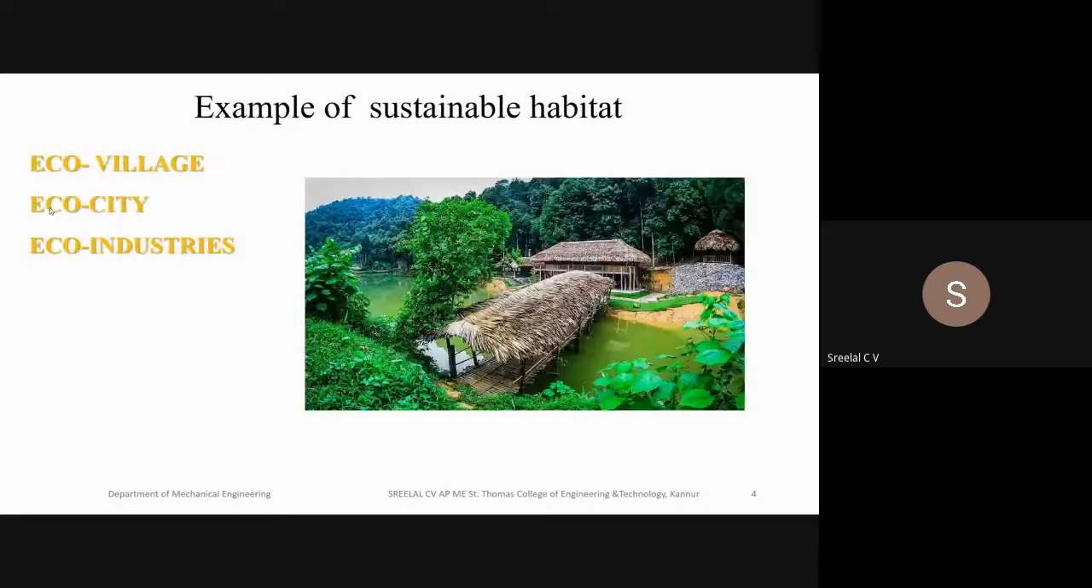Okay, so moving to a few examples of sustainable habitat, as we discussed: eco villages, eco cities, eco industries, everything. So here you have to understand the needs of that particular area. For example, if we are considering a city, there will be so many needs like electricity and food and everything. So they will be utilizing energy; if we are considering electricity, they will be using maximum solar panels and wind turbines and everything in order to develop that electricity. Okay, understood.